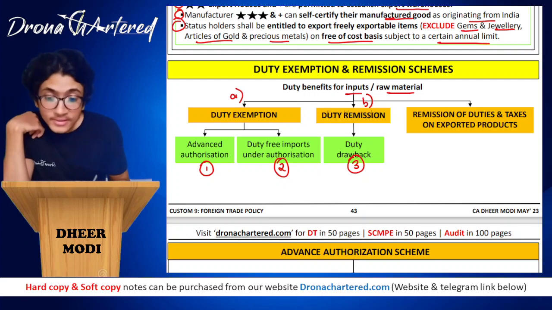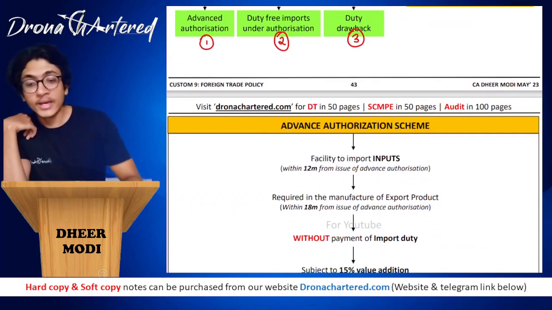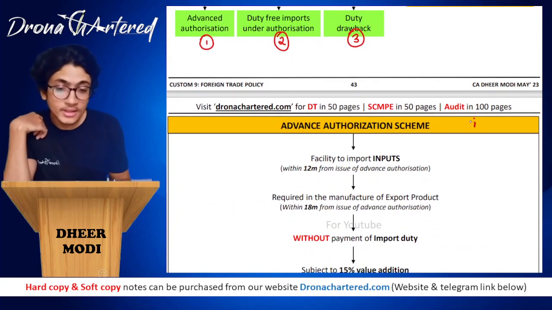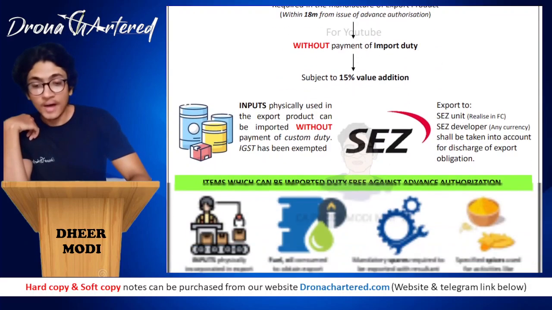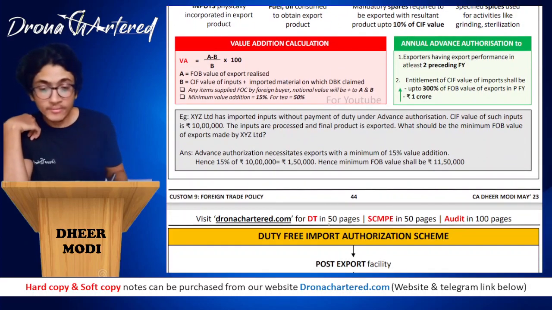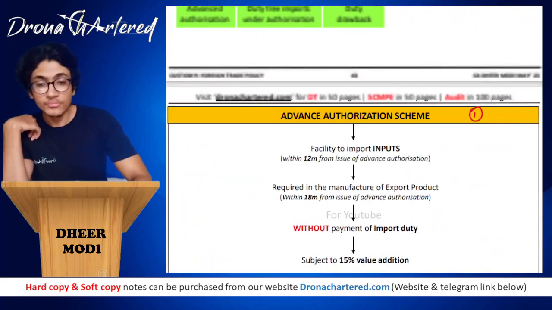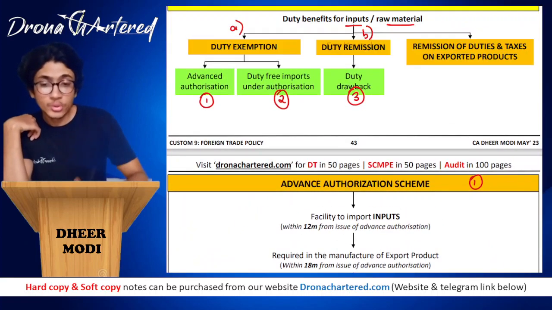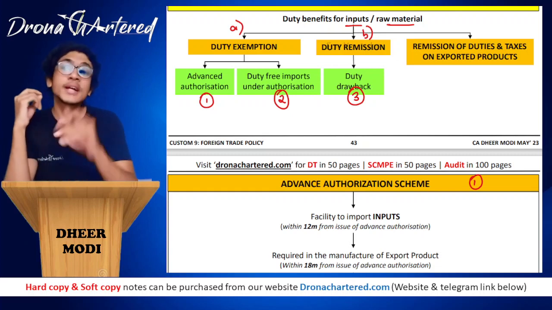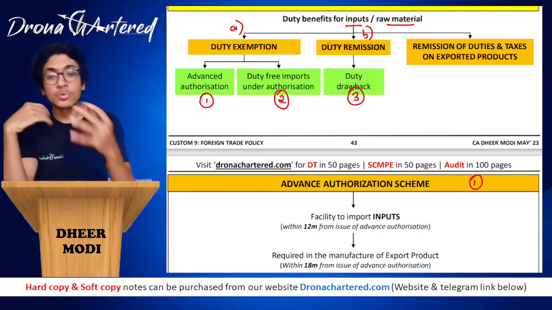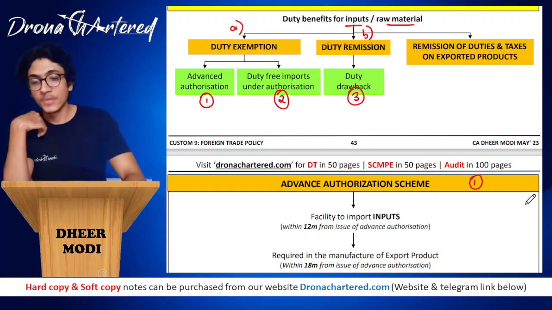Okay, so first we did your advanced authorization. So now we will be studying your advanced authorization. After advanced authorization, the second point we did was duty free import authorization scheme, correct? Duty free import authorization scheme. Okay, so this chart I've only made as a flow chart as to how our chapter will flow forward. Okay, so studying your advanced authorization scheme.